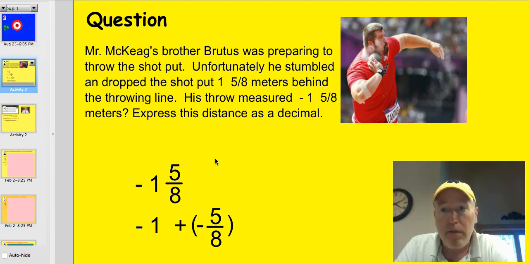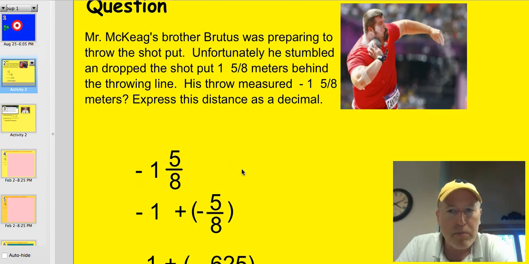I was trying to think of a problem where we would actually have a negative fraction like this, and that's why I kind of made this one up about Mr. McCaig's brother. That's not really his brother, but kind of looks like it.